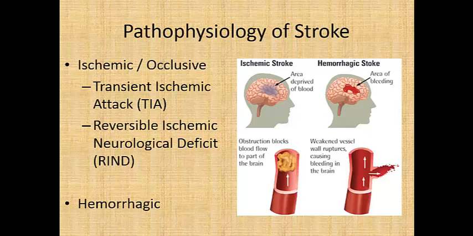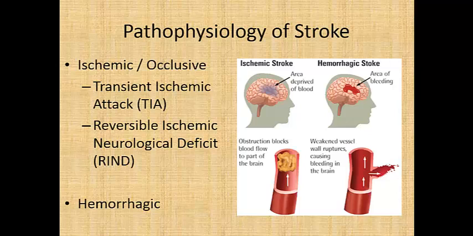So let's talk about the different kinds of stroke, or the pathophysiology behind strokes. Like we talked about, ischemic strokes are one type of cerebrovascular accident, and a hemorrhagic stroke is the other kind. There are a few different types of ischemic strokes that we're going to talk about, kind of precursors. But a main thing that you really need to remember: an ischemic stroke is a blockage or an occlusion, and a hemorrhagic stroke is bleeding from a ruptured vessel.